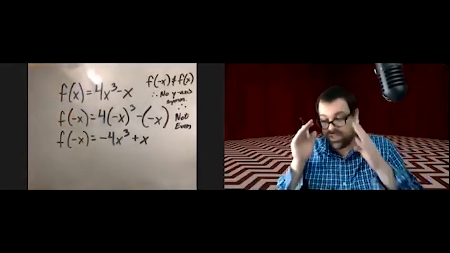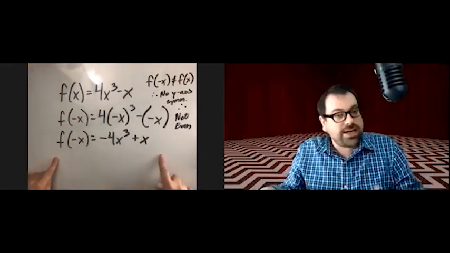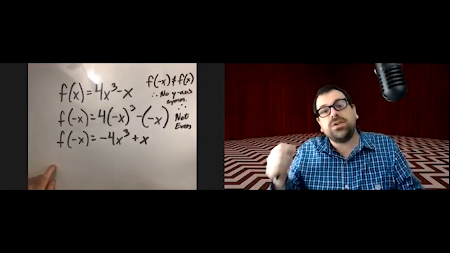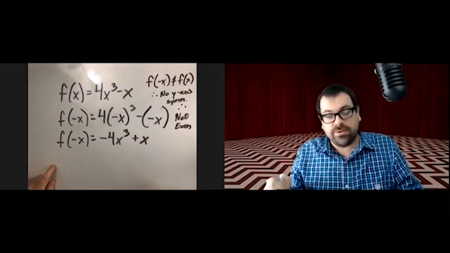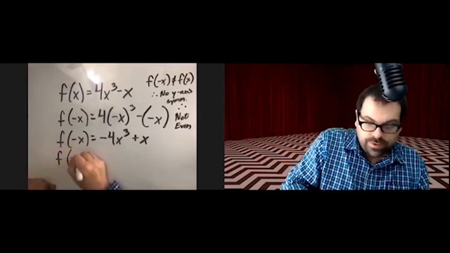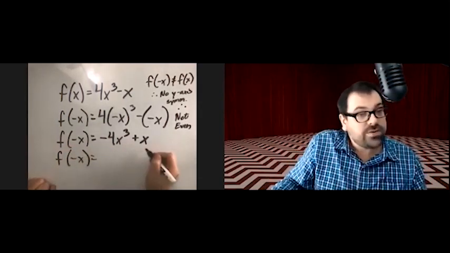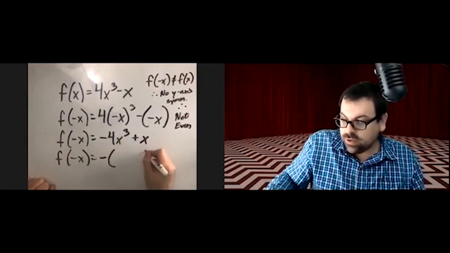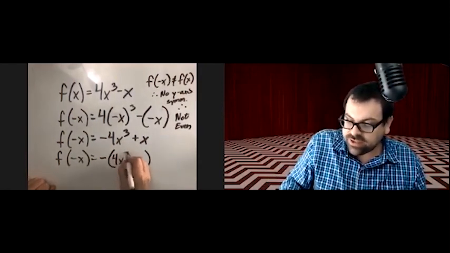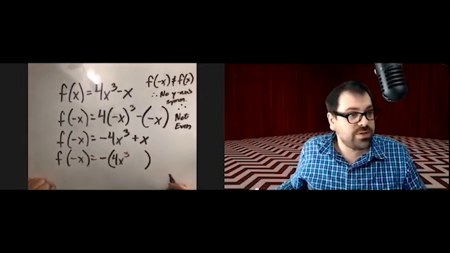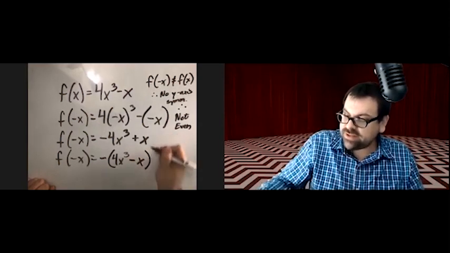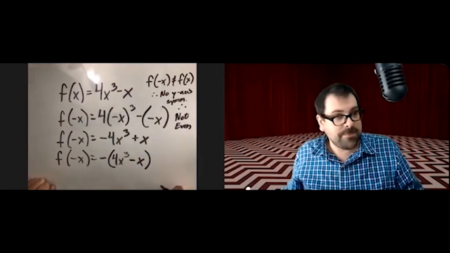Then it would be odd. So here's how we'll do this. If it's not even, if it doesn't have y-axis symmetry, we are going to factor out a negative. So we're going to factor a negative out. What do we get? The opposite of positive 4x cubed is negative 4x cubed. The opposite of negative x is positive x.